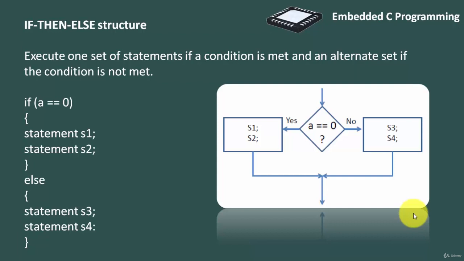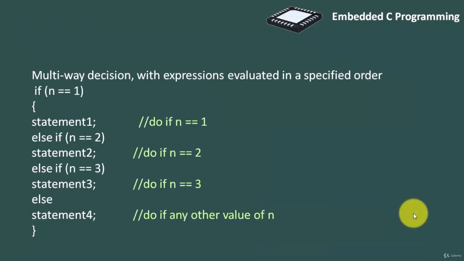What if we want more conditions to be tested? In that case, you can use a nested if-else statement. For example, if n equals 1, then statement 1 will get executed. Else if n equals 2, if this condition is true, then statement 2 gets executed. If n equals 3, then this statement is executed. If not 1, 2 or 3, then statement 4 will get executed.